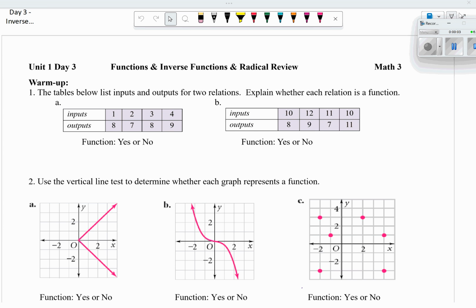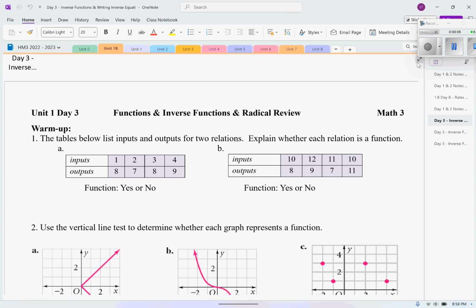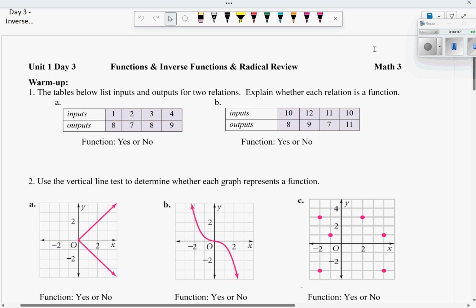All right, so today we're going to talk about functions, inverse functions, and radical review. So this first part is a warm-up. It says the tables below list the inputs and outputs for two relations. Explain whether each relation is a function. So you could pause the video and do the problem and then unpause to check your work.